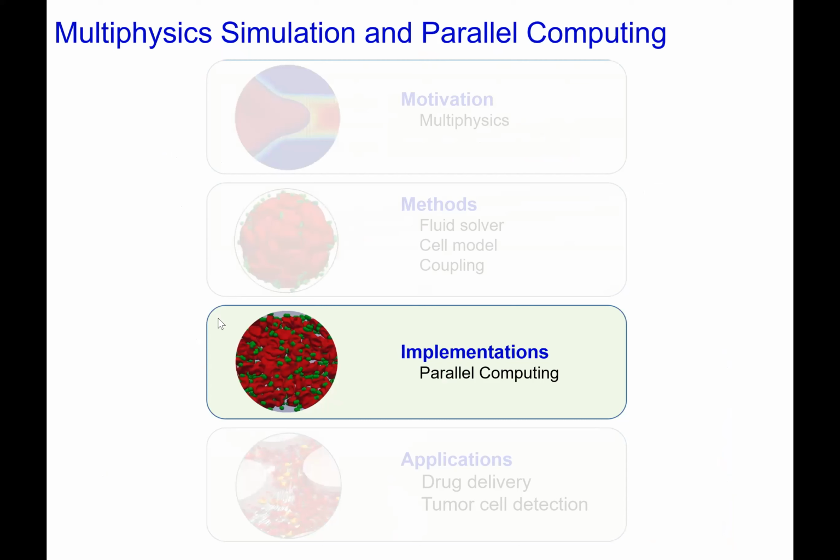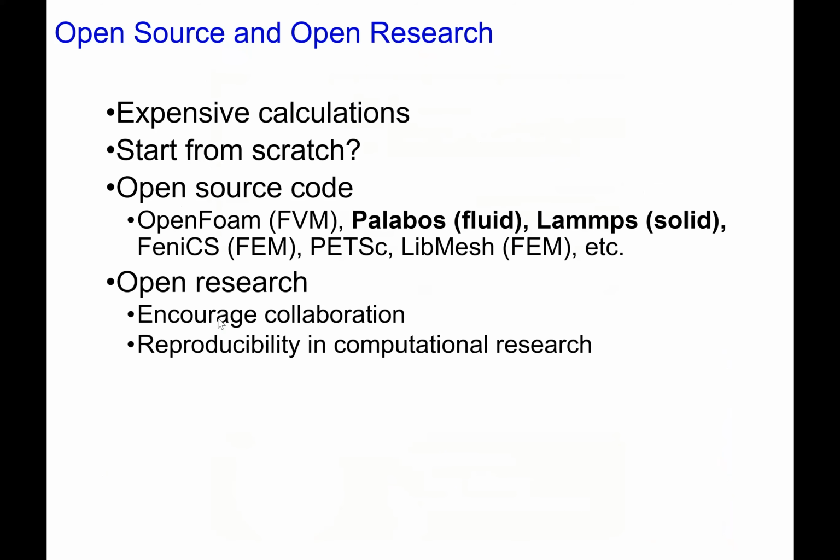How could we implement high performance computing software or code that can be used to attack more sophisticated biological flow problems? Before I start, I have a few questions. First, we have to realize that it's an expensive calculation. It needs to crunch the numbers many times. And then, should we start from scratch? If you start from scratch, everything is under your control, but at the same time, it may take you forever to develop such a powerful tool.